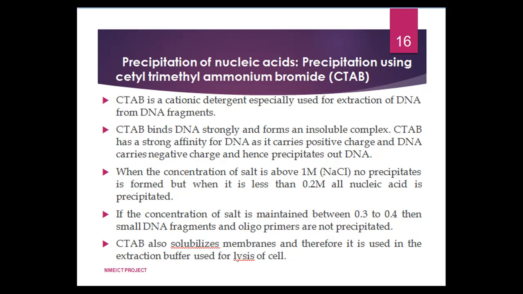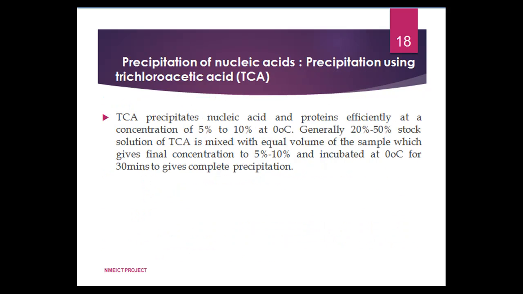In this method of precipitation, salt concentration is very important. When the concentration of salt is above 1 molar, no precipitate is formed. But when it is less than 0.2 molar, all the nucleic acid is precipitated. And if the concentration of salt is maintained between 0.3 to 0.4, then small DNA fragments and oligoprimers are not precipitated. Hence, CTAB provides a suitable way of extracting different sizes of DNA. Another important property is that it also solubilizes membrane, and therefore it is used in the extraction buffer for the lysis of cells. The last chemical which we can use for precipitation is TCA, that is trichloroacetic acid.